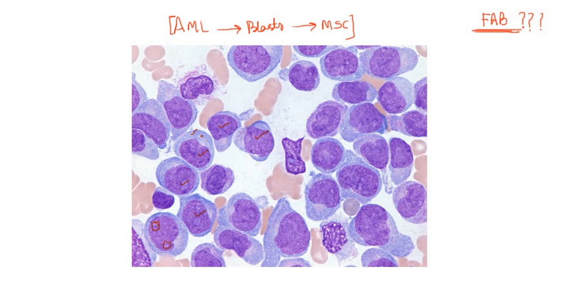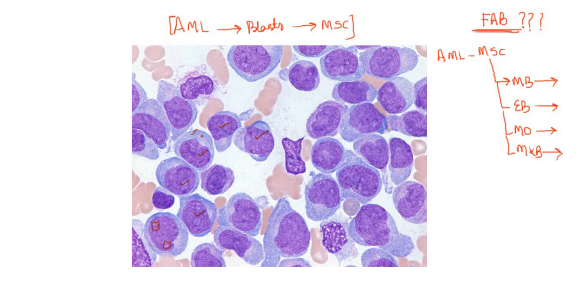So guys, as I already told you, acute myeloid leukemias arise from the myeloid stem cells, and these myeloid stem cells give rise to myeloblast, to erythroblast, to monoblast, and to megakaryoblast. So the acute myeloid leukemia may arise from these myeloblast, from erythroblast, from monoblast, and they can also arise from the megakaryoblast.